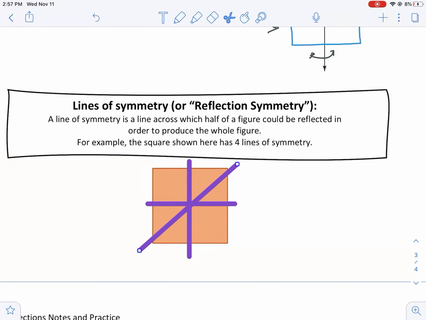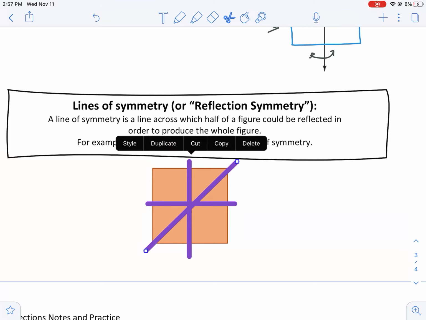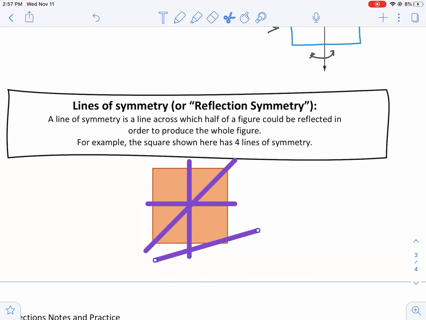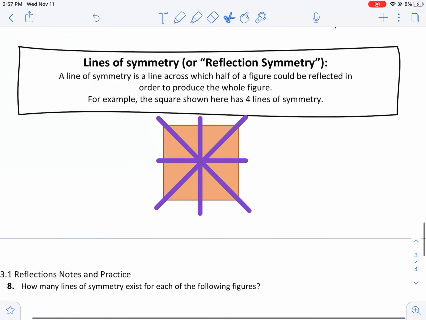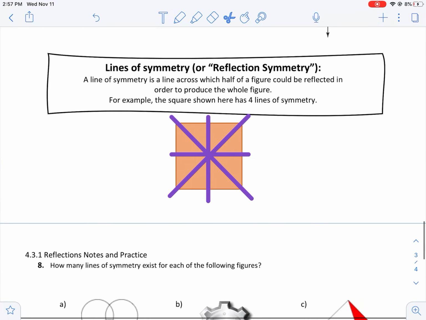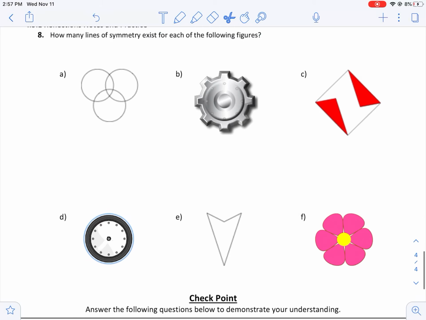Oh, but what do you know? I have one here as well. Remember y equals x? I can fold those corners to each other and they would perfectly line up. And then one final one, basically y equals negative x, in which these other two corners would fold and end up perfectly on each other. Okay? So just some examples here.